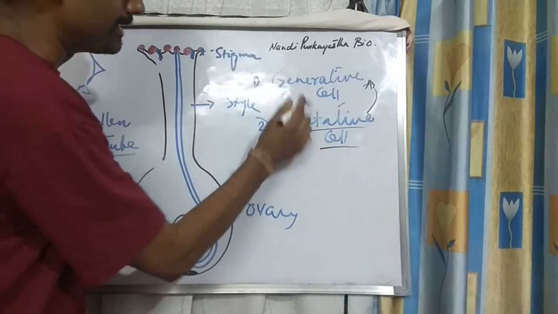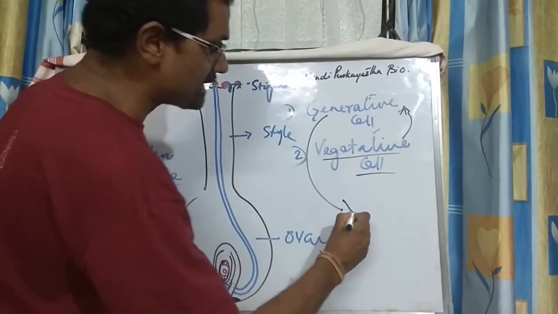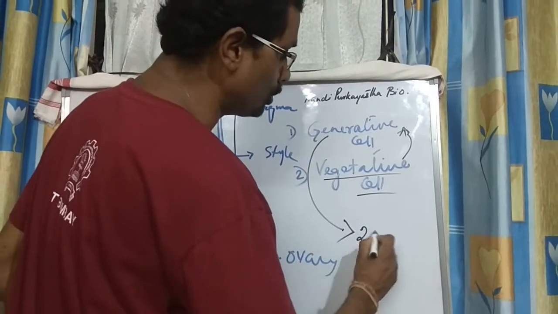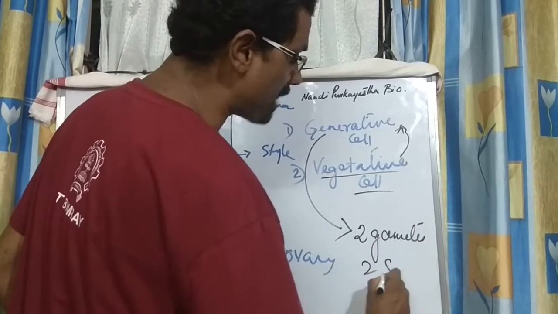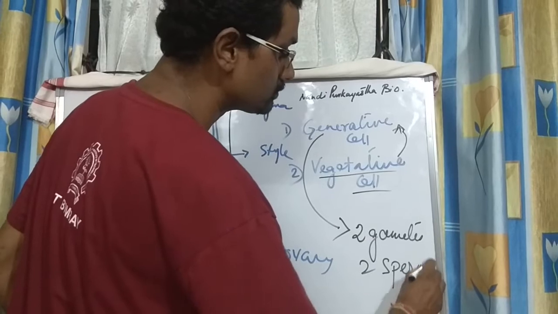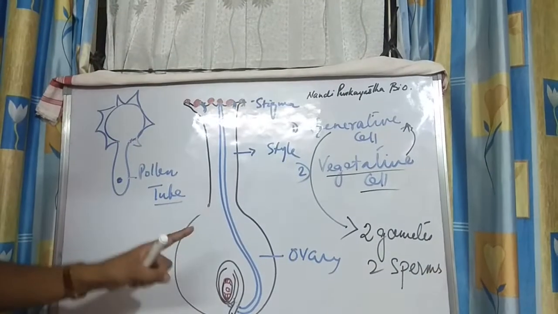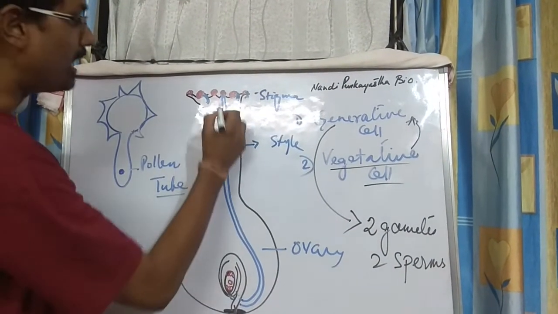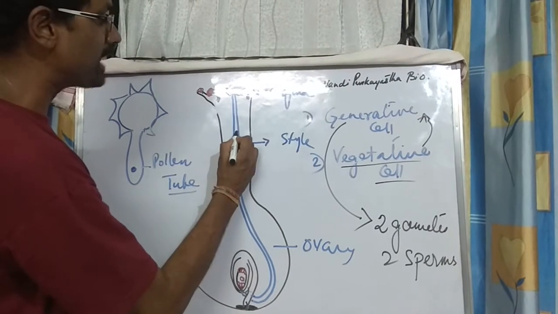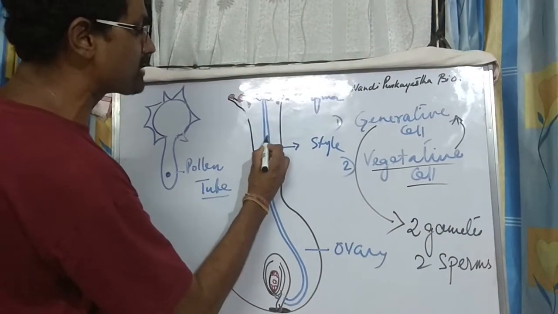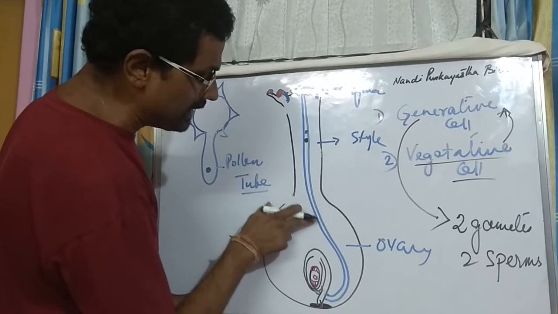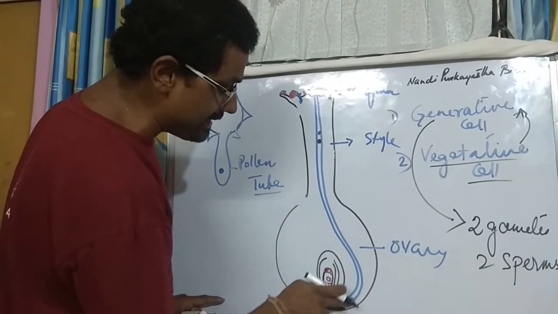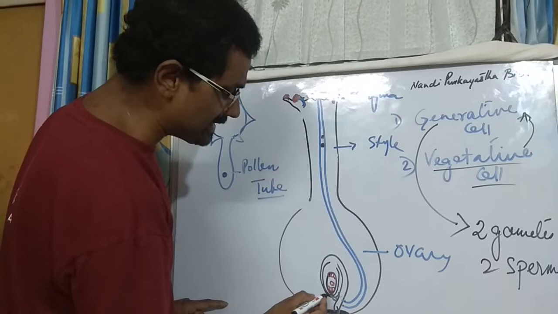The vegetative cell does not remain. So these generative cells form 2 gametes or 2 sperms. Is it clear to you? So here we are ultimately finding the occurrence of 2 sperms. See this one, 2 sperms are in the pollen tube. So these 2 sperms come through the pollen tube and reach this micropyle region.